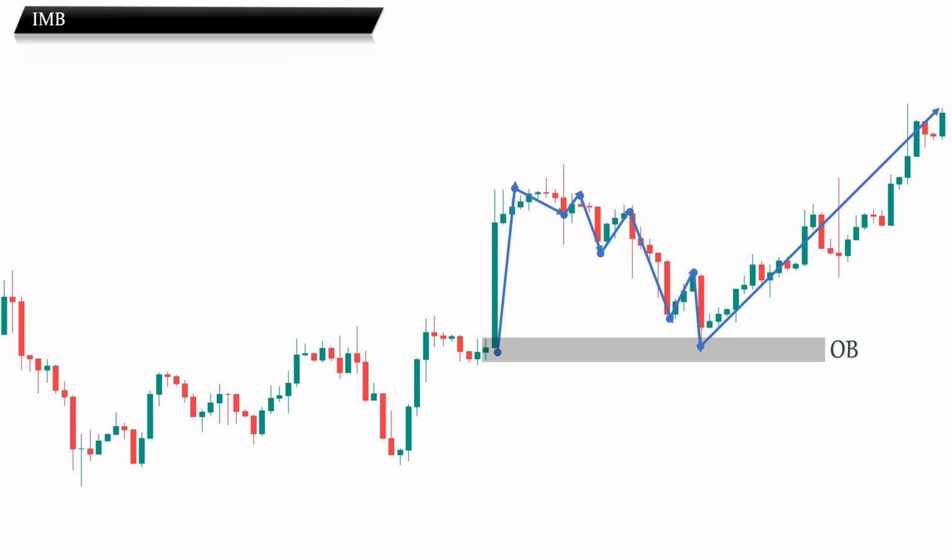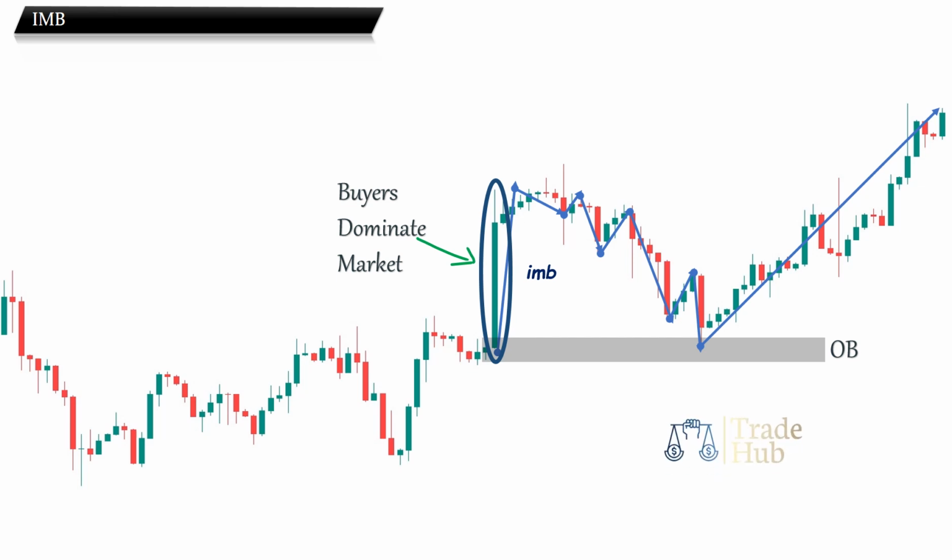This pattern is due to the existence of imbalance. Imbalance means that, due to a sharp move, there was no opportunity for buying or selling transactions, and one of the parties, either the sellers or buyers, has been very dominant, and a trade has not occurred in this area. For this reason, price usually attempts to return to these areas and then continue its trend.